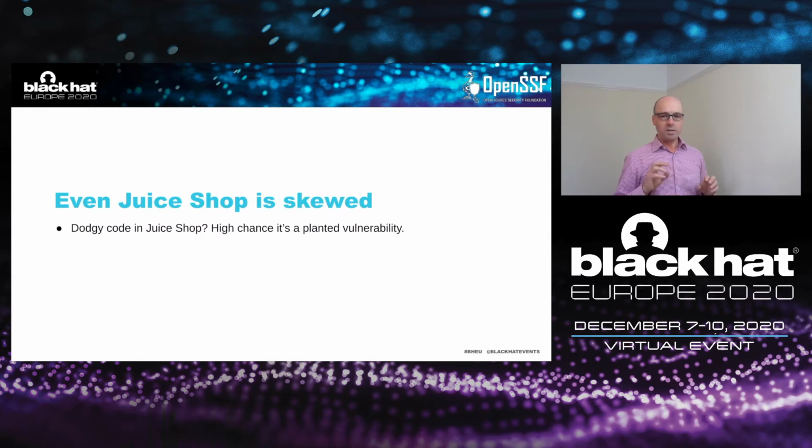The problem is that even something that's as well designed as Juice Shop is still skewed. If you see some dodgy code in Juice Shop, then there's a high chance that it's a planted vulnerability. So it's a different situation than if you were looking at a genuine e-commerce application. If you saw dodgy code in a genuine e-commerce application, it might be a vulnerability, but it might not. I mean, there's a good chance that the developer does in fact know what they're doing. And if you look a bit closer, for example, you look up the call stack, you may well find that they've got some sanitization code in there to make sure that there isn't an SQL injection possibility in the code that you're looking at.